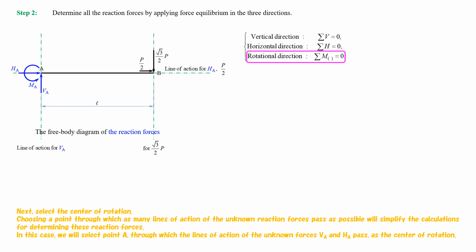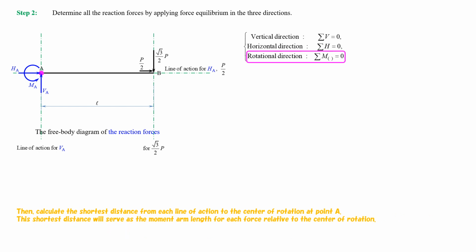Next, select the center of rotation. Choosing a point through which as many lines of action of the unknown reaction forces pass as possible will simplify the calculations for determining these reaction forces. In this case, we will select point A, through which the lines of action of the unknown forces VA and HA pass as the center of rotation.